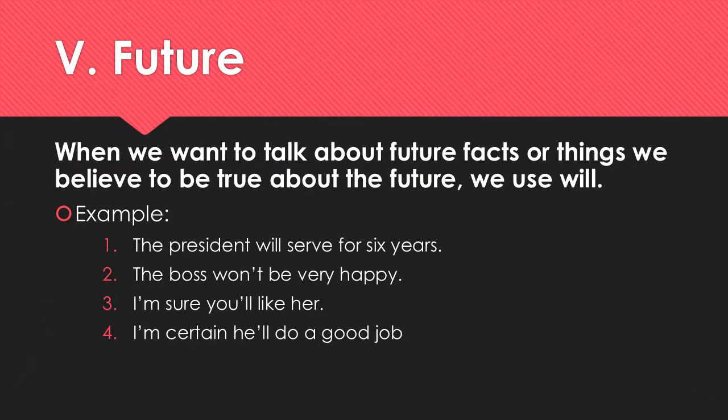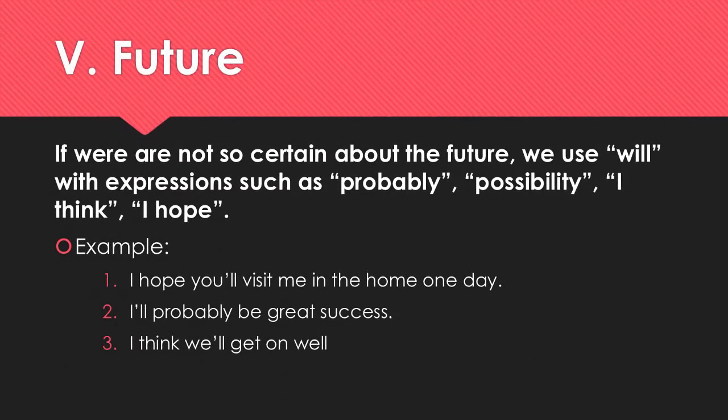Number 5. When we want to talk about the future, facts or things we believe to be true about the future, use will. For example, the president will serve us for 6 years. The negative form is won't. The boss won't be very happy. I am sure you will like her. I am certain he will do a good job.